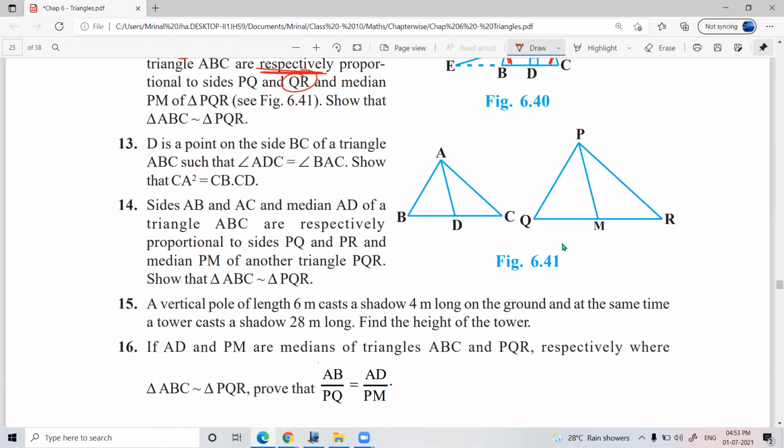Okay. So moving on, 13th one. D is a point on the side BC of a triangle ABC such that ADC is equal to BAC. Now they're asking you to show that CA square is equal to CB into CD. Anyone has done this? 13th one?